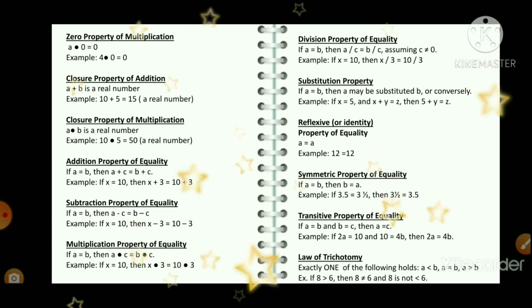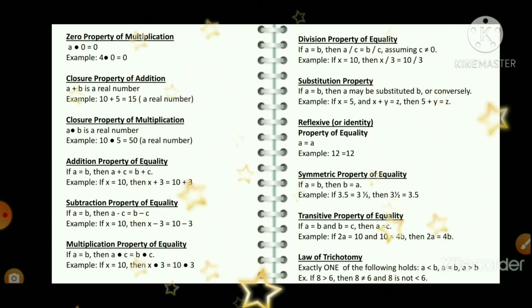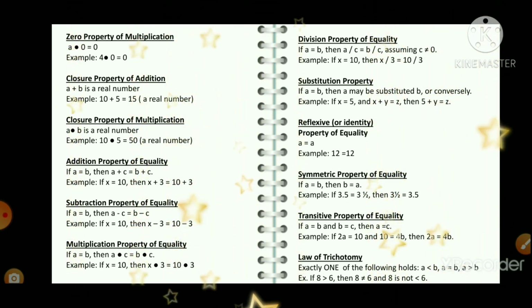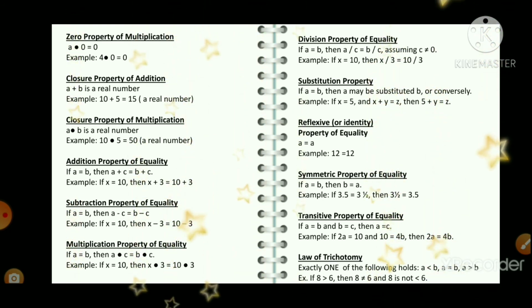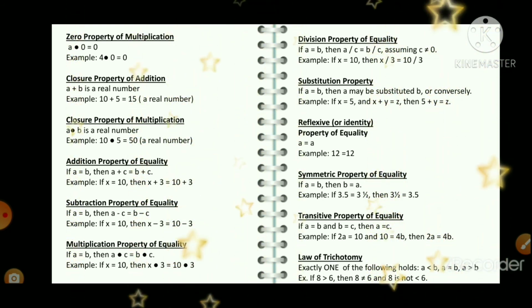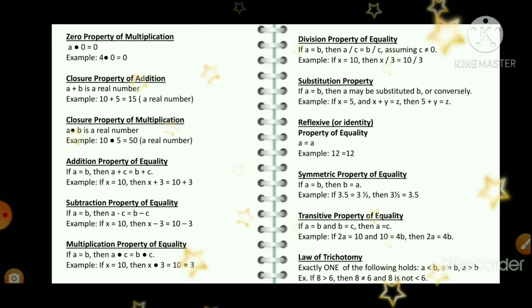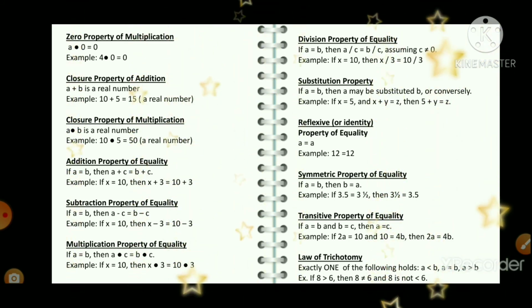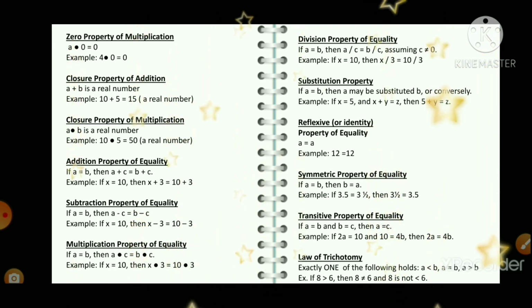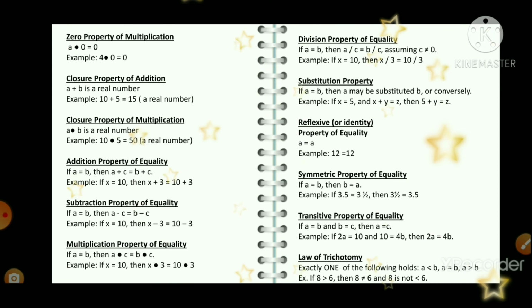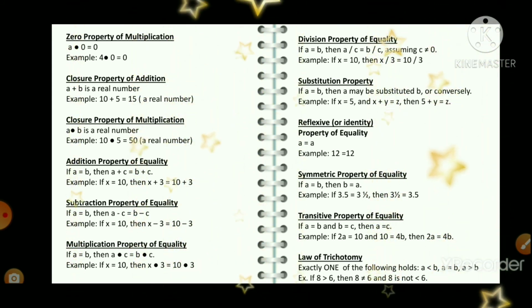Transitive property of equality. If A is equal to B and B is equal to C, then A is equal to C. Example, if 2A is equal to 10 and 10 is equal to 4B, then 2A is equal to 4B. If two numbers are equal to the same number, then the two numbers are equal to each other.